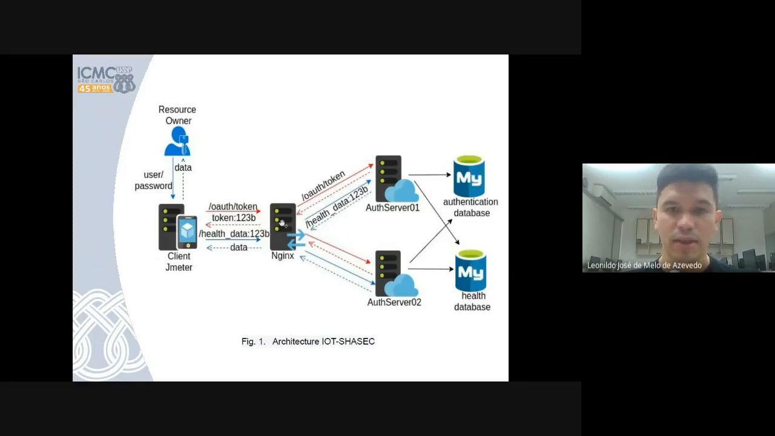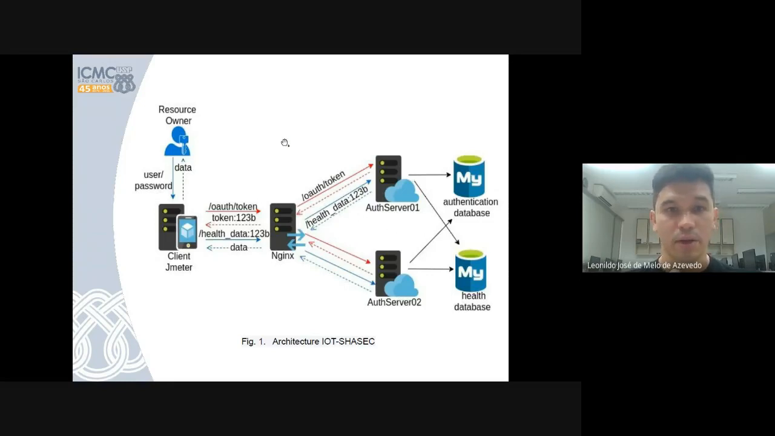In the first one, the broker only passes the information, the request, to the authentication server. In the second scenario, the broker also makes a load balance between two authentication servers. So in the first case, we have only these machines. In the second case, we also have another authentication server.